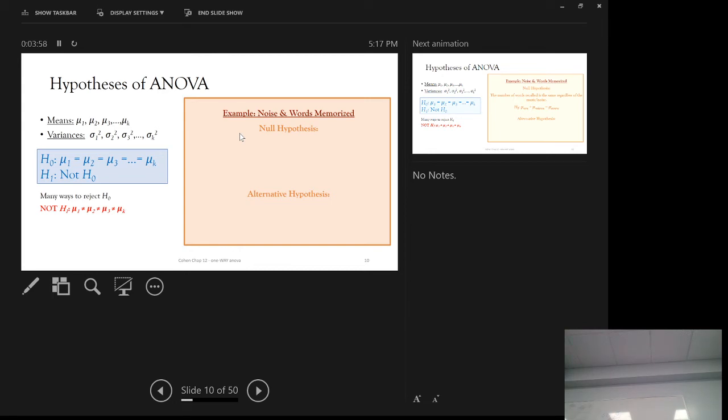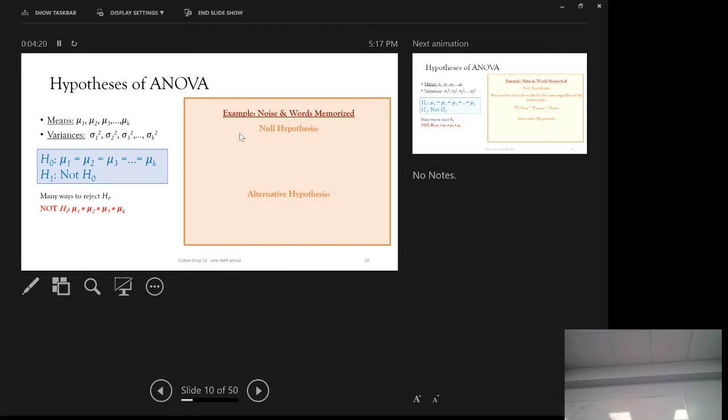So it's important in this blue box how we write our hypotheses. Our null hypothesis is that all the populations have the exact same average. So if our K is 3 groups, we'd have mu1 equals mu2 equals mu3, and that would be it. But you keep going however many groups you have.